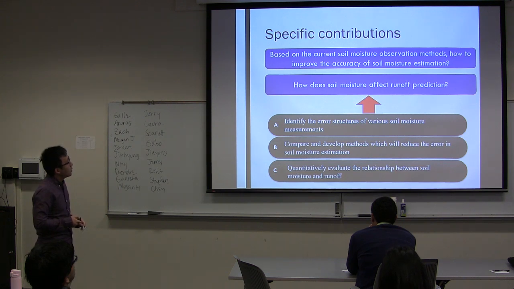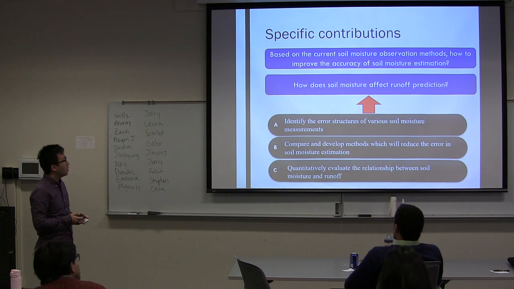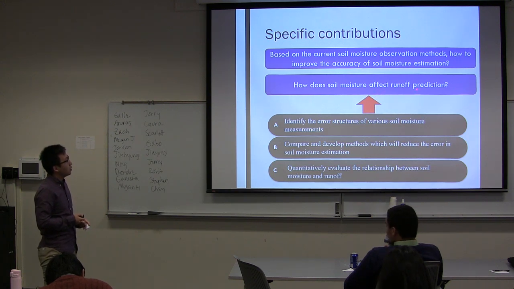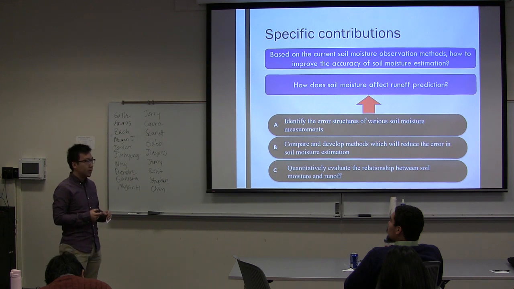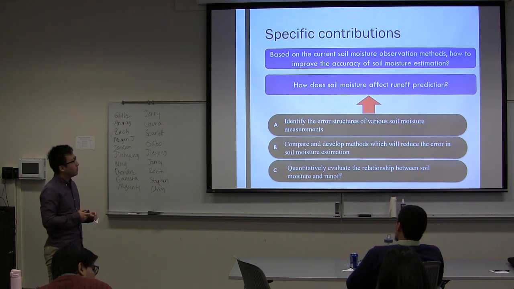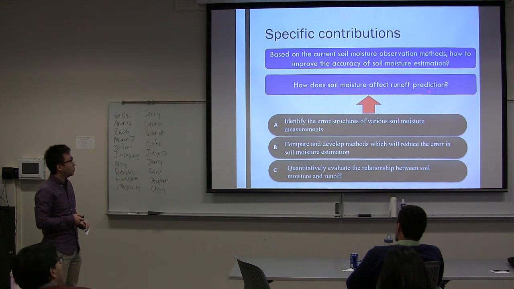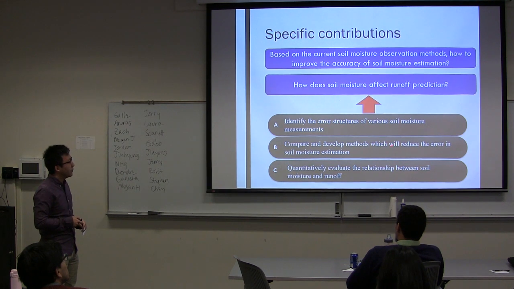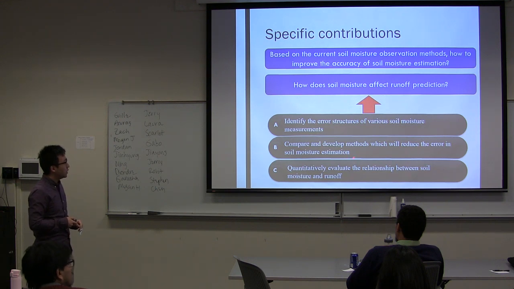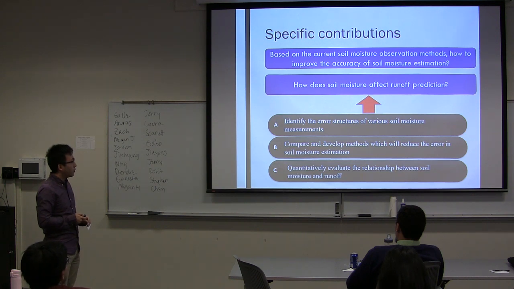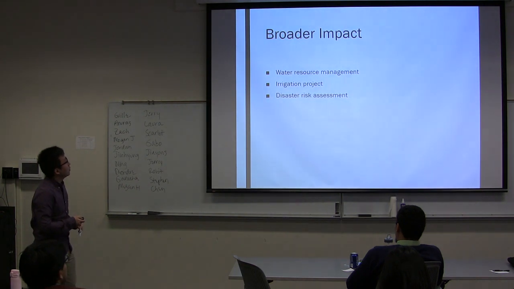And the second aim is, after we get this more accurate soil moisture, how does it work? My focus is mostly on the runoff prediction with the soil moisture, because the hardest part is the watershed with high elevations. It's hard to predict the soil moisture over there, and the runoff generation process over there is really hard to predict. So the second and third goals are to compare and develop methods which will reduce the errors in soil moisture estimation and quantitatively evaluate the relationship between soil moisture and runoff. Hopefully there will be good methods or good results generated for better predicting the runoff.